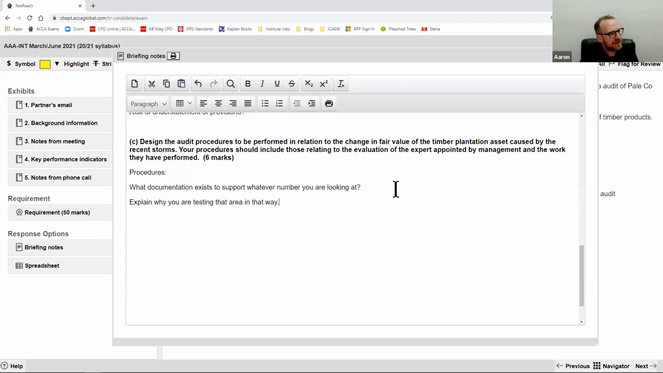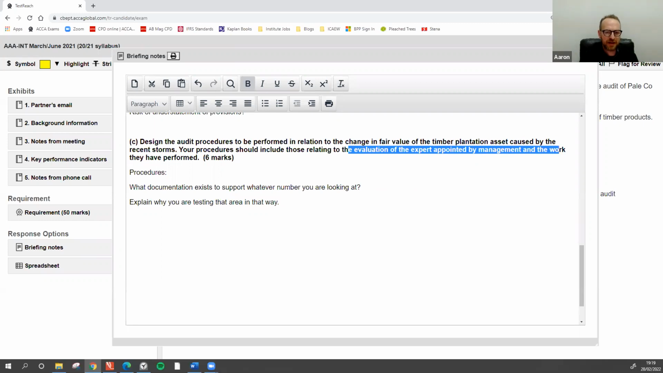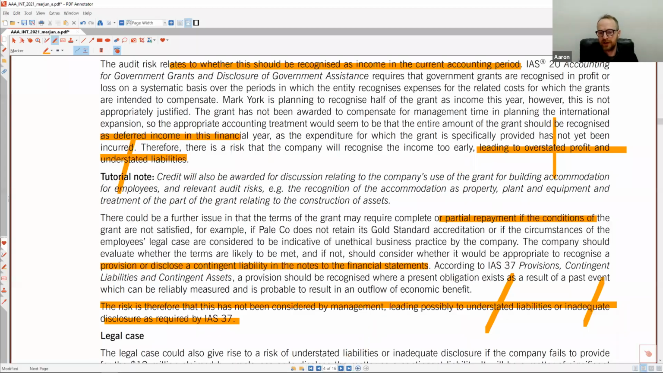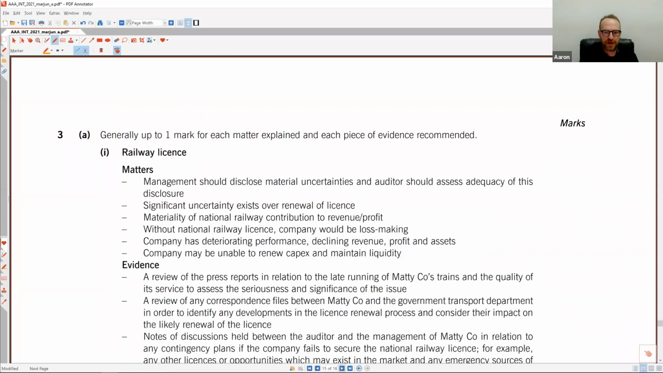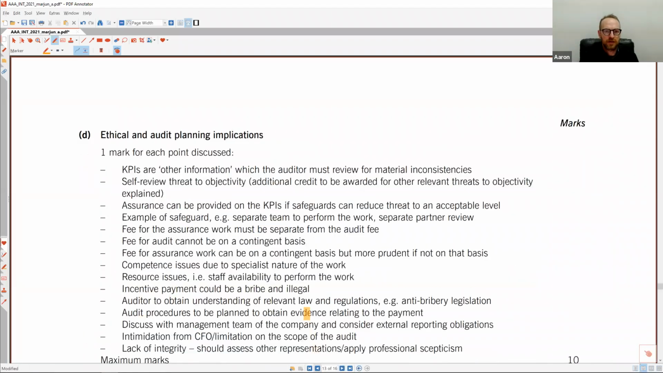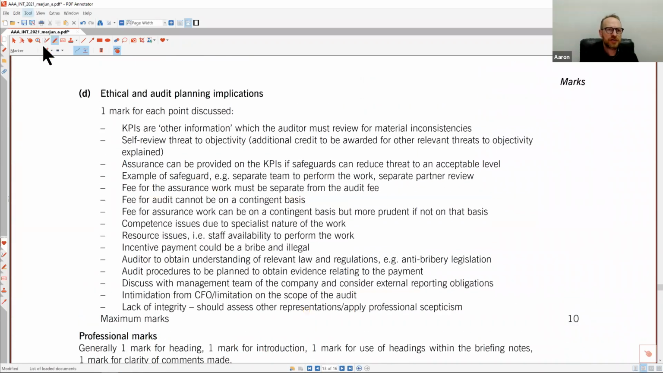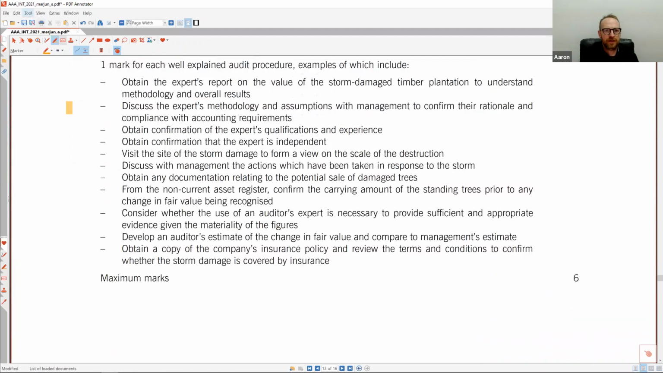Things like "evaluate assumptions" are probably not going to be good enough. "Check the documentation" is not enough. It has to be specific. What are you going to check and why are you going to check it? Now, I think this one's actually easier because you've got this expert appointed by management. So look, again, just thinking about the answer, hopefully these are the sorts of things you are thinking about. But what are we thinking about for the things to check?